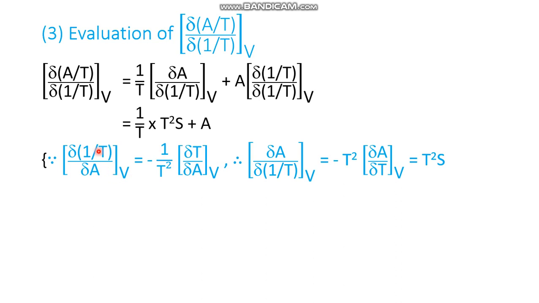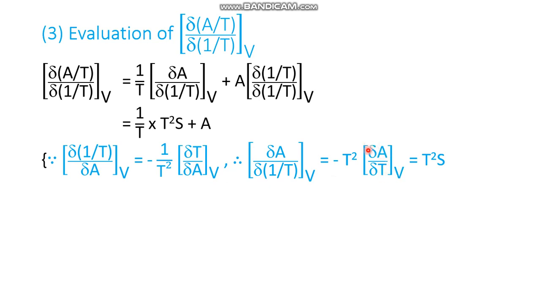So here we are showing, just take the reciprocal of this relationship. This is del A by del 1 by T at constant volume. Instead of that, we are taking its reciprocal. That means del of 1 by T with respect to del A at constant volume. So in that case, the derivative of 1 by T is minus 1 by T square. Since T and A are different, it is del T by del A at V. Now this one is minus 1 by T square del T by del A at V. So definitely its reciprocal, del A by del 1 by T at V, must be the reciprocal of this one. So this is minus T square del A by del T at V.